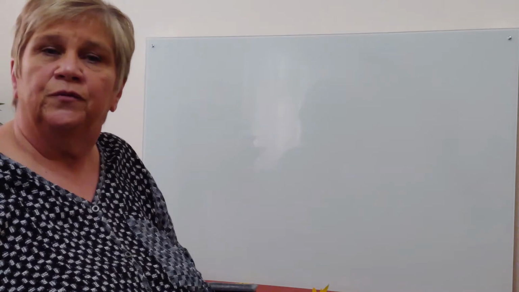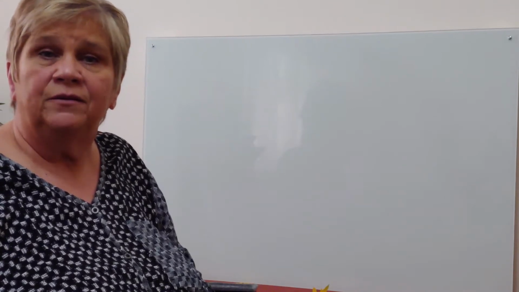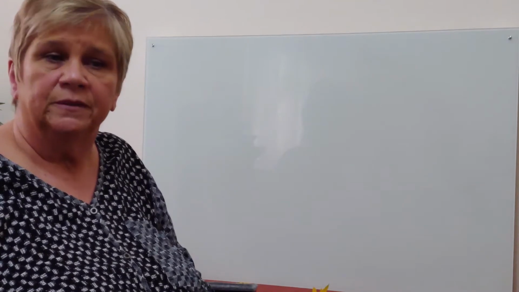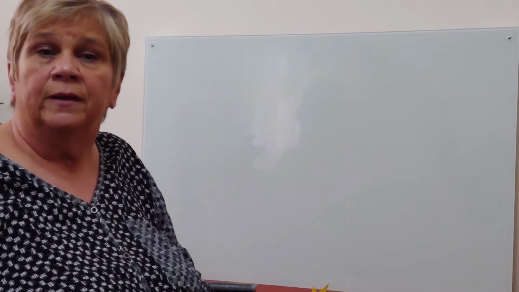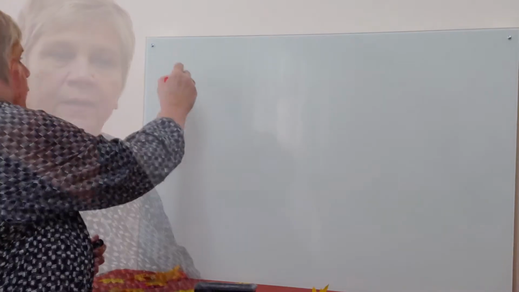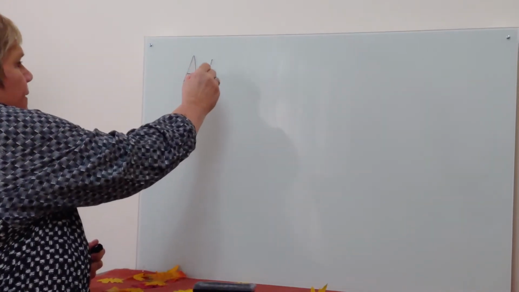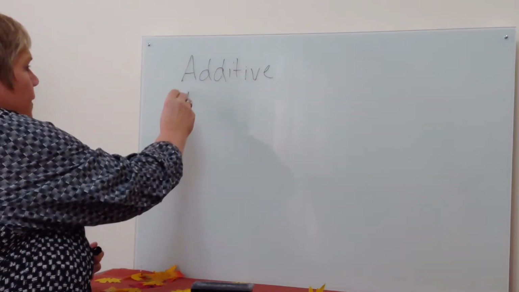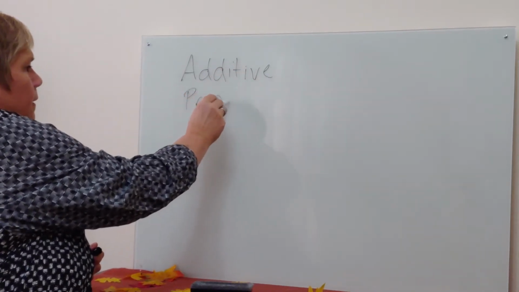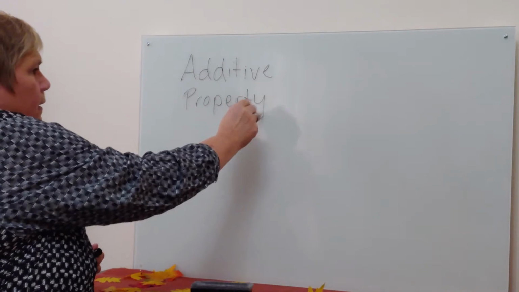Now, let's move on to a few more algebraic rules that will add to the basic foundation that we are building. The first few are fairly simple. You probably already know them. We're just going to give them a name. First is the additive property of 0.